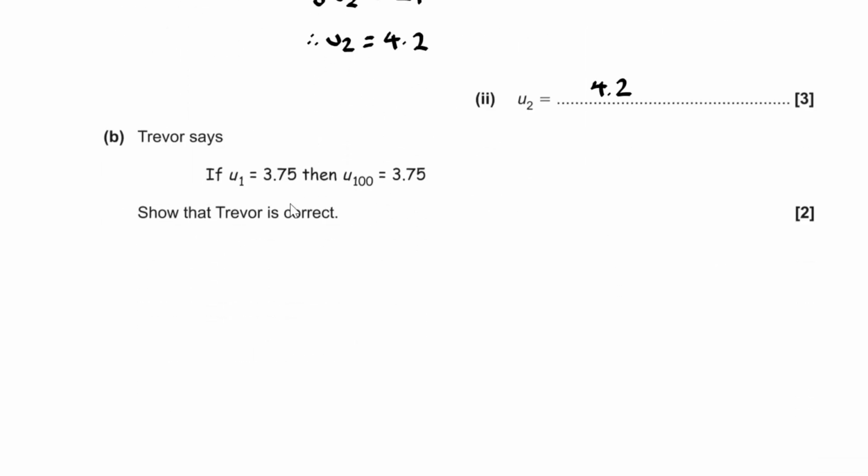And now for part B, Trevor says if u1 is 3.75, then u100 is 3.75. We have to show that Trevor is correct.